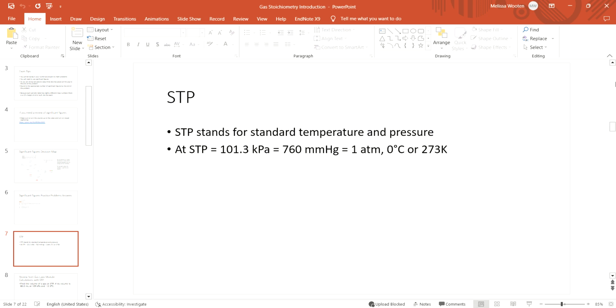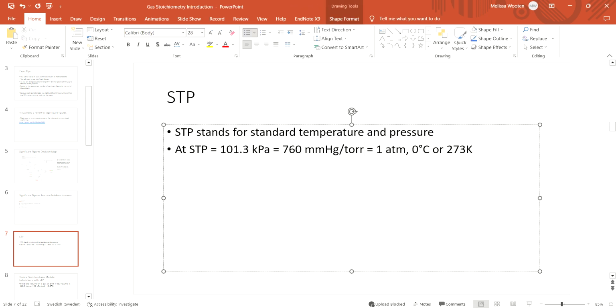And here are the conditions for standard temperature and pressure. This is also going to be a good way for you to know the conversion. So at standard temperature and pressure, if you memorize this, you're going to know how to convert, and millimeters of mercury has the same conversion factor as torr. Okay, 760 millimeters of mercury equals 760 torr.